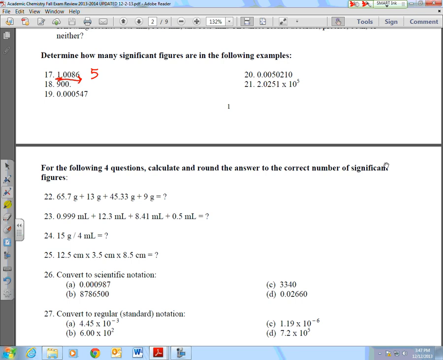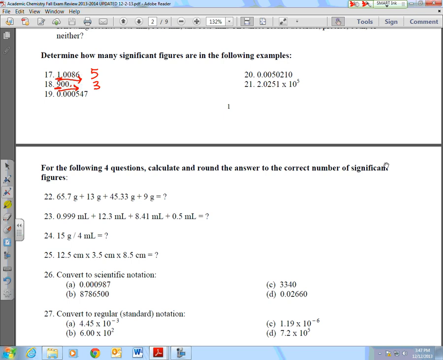Okay, so for number 18, we can do the same exact thing, okay? I'm going to underline the first non-zero. Is there a decimal? Yes. So because there's a decimal, everything after the first non-zero counts. So this would be 3 sig figs.